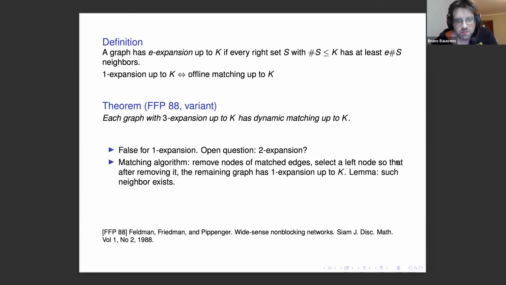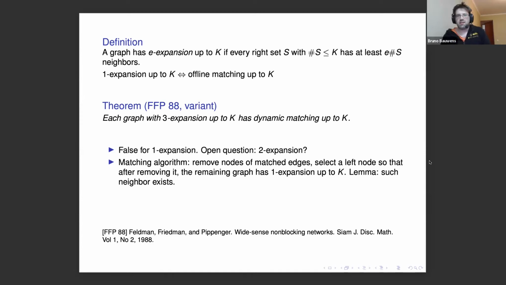Each time you match a node, let's pretend that we delete this edge in the graph. So the matcher has a private copy of the graph, and each time he assigns a match, he deletes this edge from the graph. And then he will choose this edge such that the remaining graph has 1 expansion up to k. So that is his strategy.